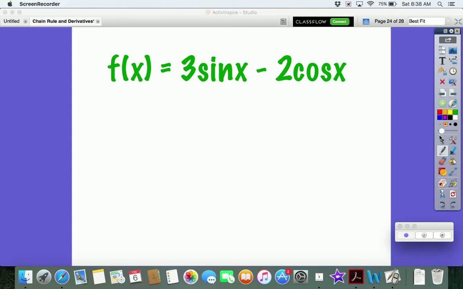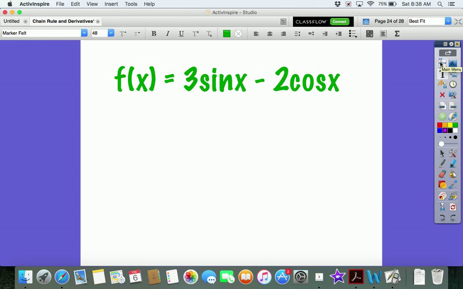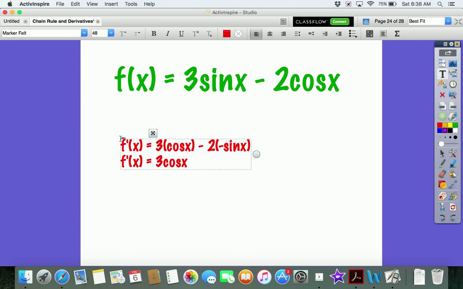So here are some more examples of doing derivatives with trig functions. It was requested that I do this, so here we go. Here's one example, and to find the derivative, you do it in pieces. The derivative of sine x is cosine x, and the derivative of cosine x is negative sine x. So when you simplify, you have 3 cosine x plus 2 sine x. That'll be your derivative. You take them individually, by pieces.